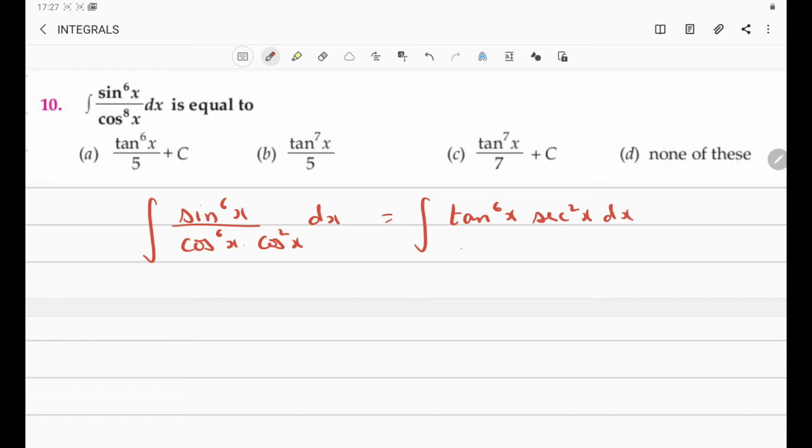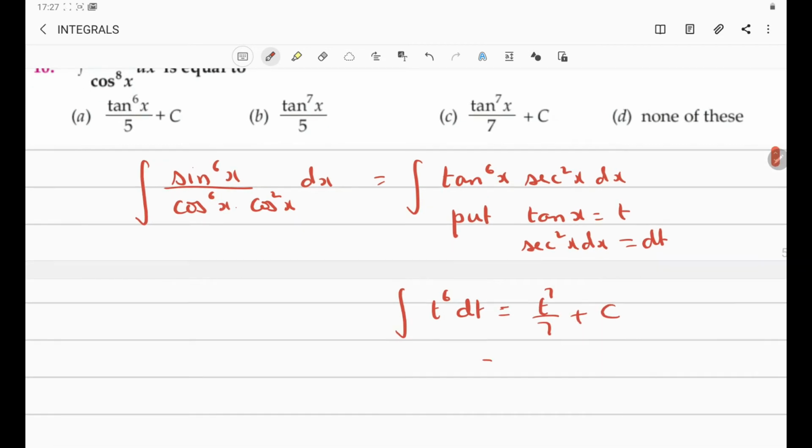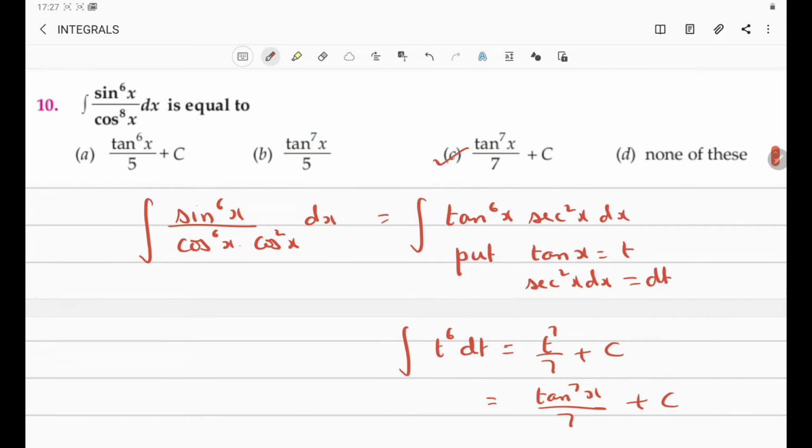So, on putting tan x equal to t, we get derivative of tan x, secant square x dx, equal to dt. So, the integrand is written as tan power 6 x, which is t to the power of 6 dt, which is t to the power of 7 by 7 plus constant of integration c. So, the answer will be tan to the power of 7x by 7 plus constant of integration c. So, option C is the right choice, tan power 7x by 7 plus constant of integration c. So, option C is the correct answer.